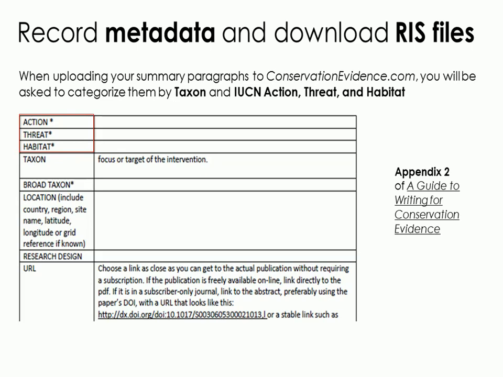Our database is tagged with these so that when you go to the Conservation Evidence website, you can then search by action or threat or habitat. So you should write those things down as you're going. Likewise, the taxon. You should also download the RIS file while you're going, because that's something else you'll need to upload later. And we're going to take you through all of this later.